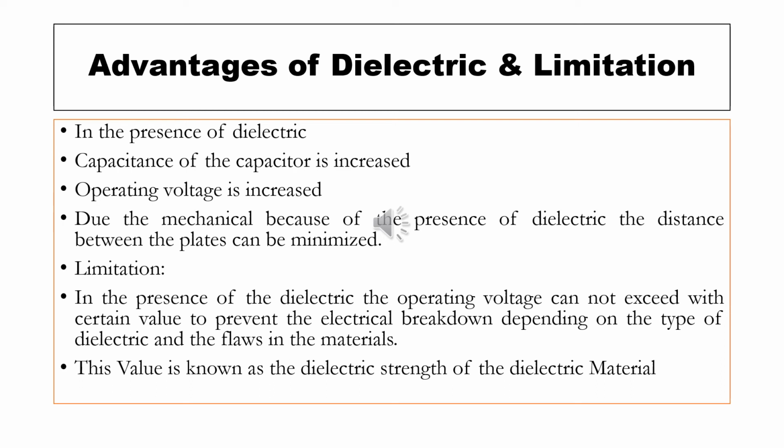And there is another thing, which is mechanical support, because if there is no glass slab here, we cannot decrease the distance between the two plates because the plates will bend towards each other. With the presence of the slab, we can prevent this, so we can decrease the distance as much as we want. And there are some limitations: we can increase the operating voltage, but if we increase it too much, there will be electrical breakdown and your whole capacitor will be destroyed. So the maximum voltage you can apply in the presence of the dielectric is known as the dielectric strength.